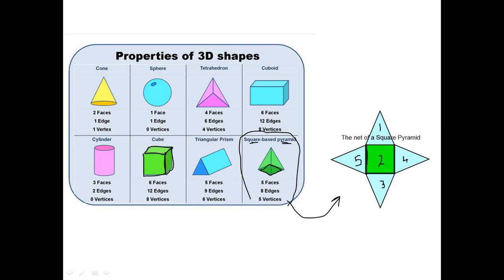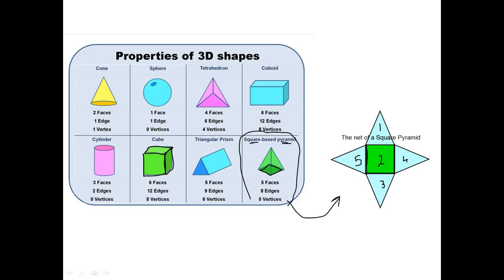1, 2, 3, 4 of them are triangles, but only one square in the middle. Okay, again from the beginning. We have 5 faces, right? Those 5 faces, 4 of them, the blue ones, are triangles and the green one is a square. So the faces are not all the same. We have known that there are 5 faces.